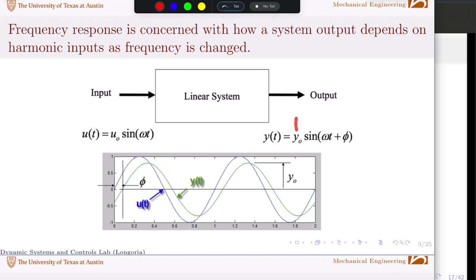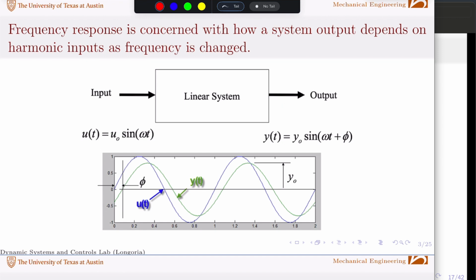But note that there's going to be a change in the amplitude, there's going to be a change in phase. And what you might have studied in your dynamic systems classes is the concept of Bode plots. And Bode plots basically tell you how these vary as you change the frequency, right? Here's the forcing frequency. The forcing frequency is the same. If this is a linear system, if you put in an input with a certain frequency, the output's going to be the same frequency, just again a change in amplitude and phase.